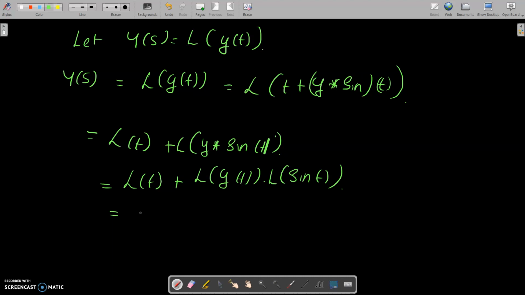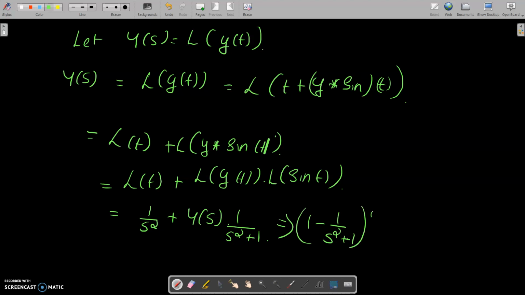The Laplace transform of t is 1 by s square, plus Y of s, and the Laplace transform of sin t is 1 by s square plus 1. Right? Which implies, taking the Y of s terms together, 1 minus 1 by s square plus 1 into Y of s is equal to 1 by s square.